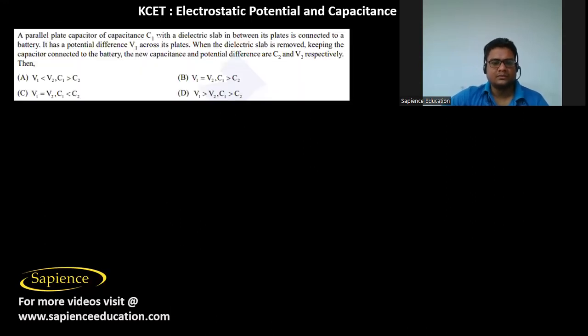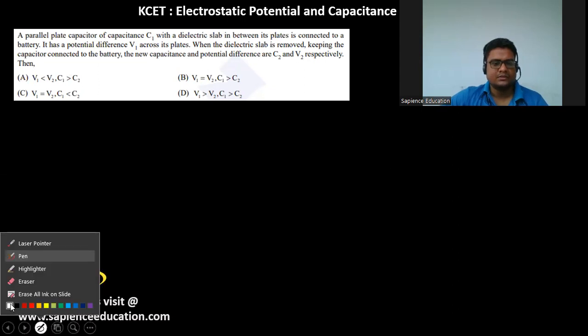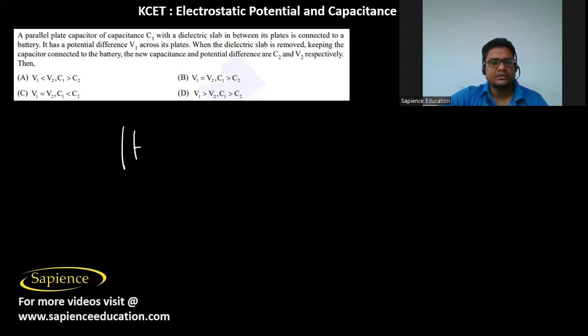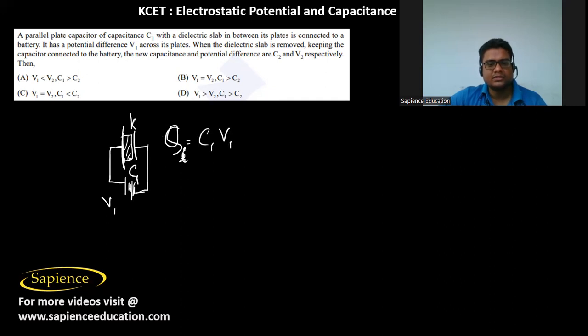Then here it is told that a parallel plate capacitor with capacitance C1, with a dielectric slab of dielectric constant K between its plates, is connected to a battery. It has a potential difference of V1 across its plates. So it means the net charge on this capacitor will be equal to C1 into V1. So it is the initial charge.